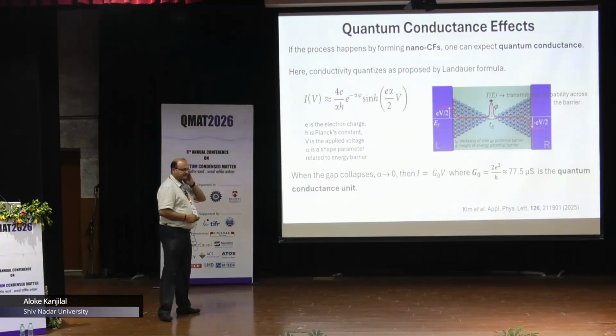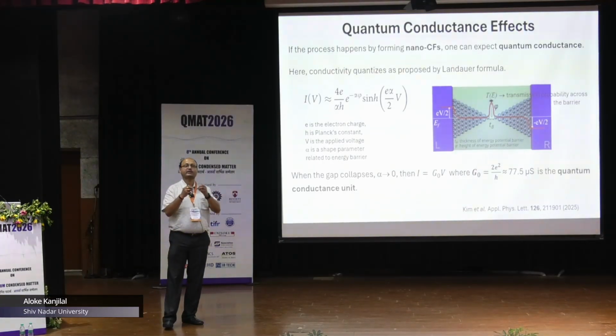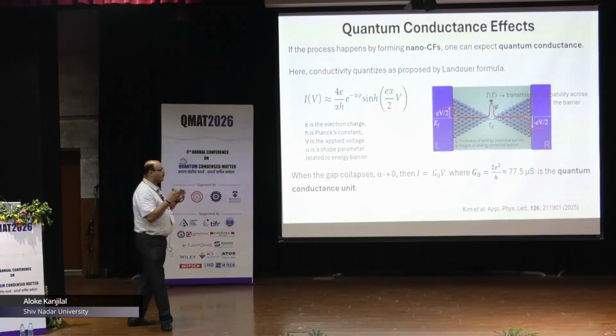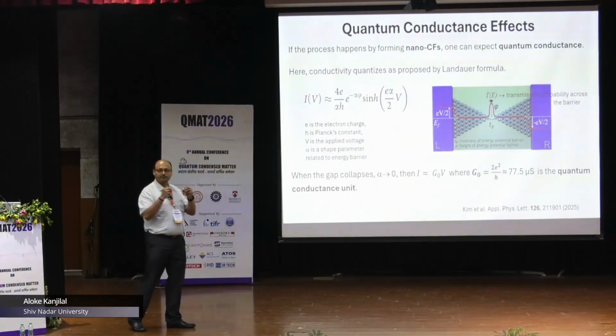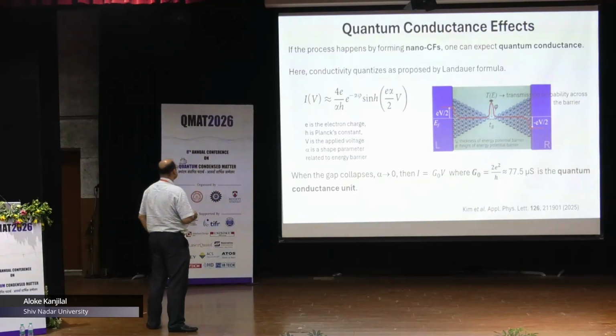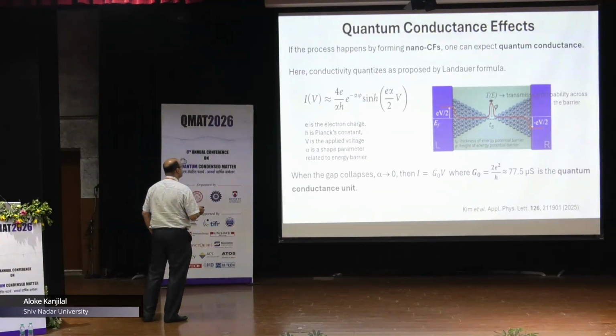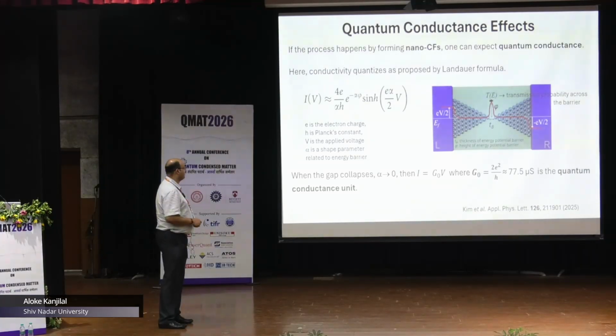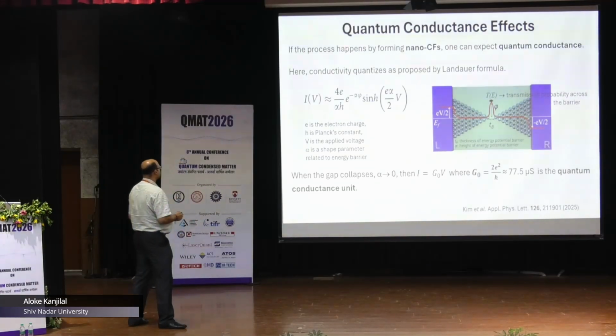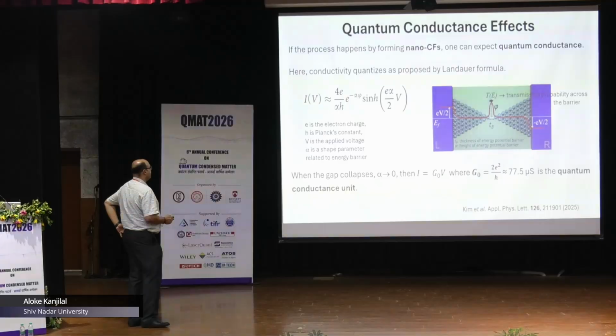Now the question is, since I am talking about conducting filament formation, if the conducting filaments become of atomic dimension, that means you are shrinking the filament width, then what will happen? Nano conducting filaments form. Then you can see the quantum conductance mechanism. Generally this kind of phenomenon has been discussed by the Landauer formula.